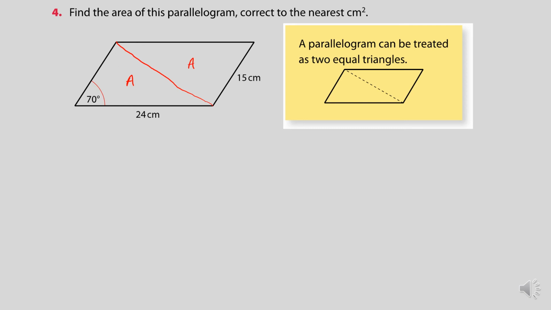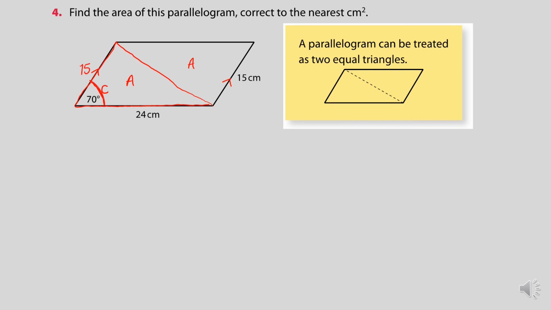Okay, so our angle here is 70. That will be our angle C. Do we have the lengths of the sides that make that angle 70? Well, we have 24. It doesn't appear that we have this side, but the fact that we have a parallelogram, we know that opposite sides are equal, so this one here must be 15 centimeters also.